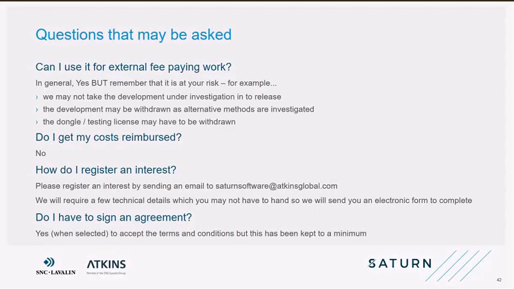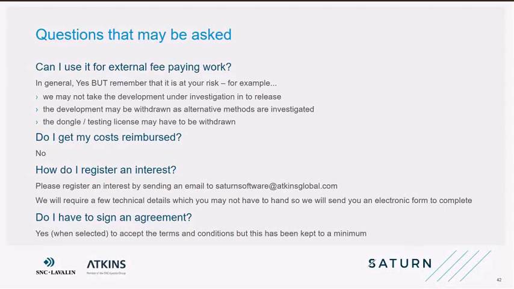So how do you register for this? Please send us an email. Send your interest by sending an email to the usual address, saturnsoftware@atkinsglobal.com. Then we would get back to you requesting some technical details which you will have to fill in and send back to us.